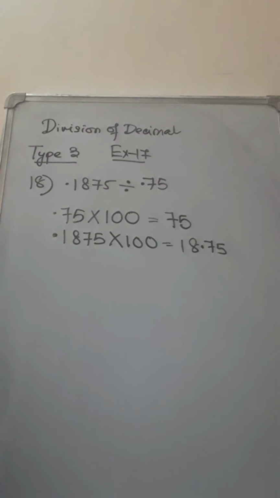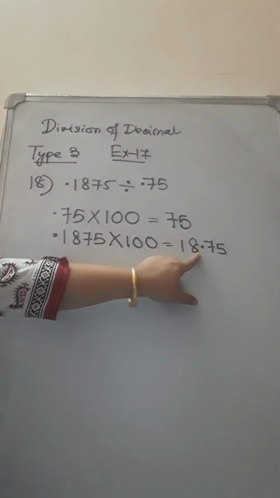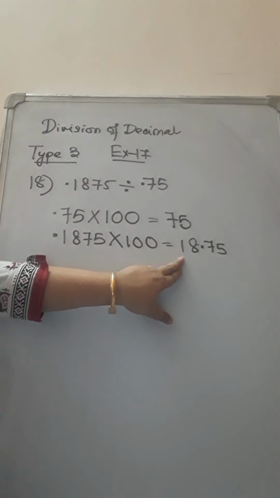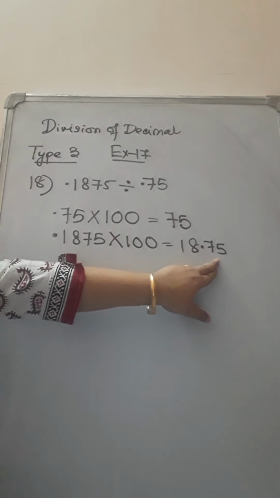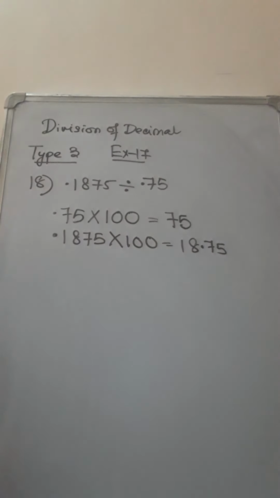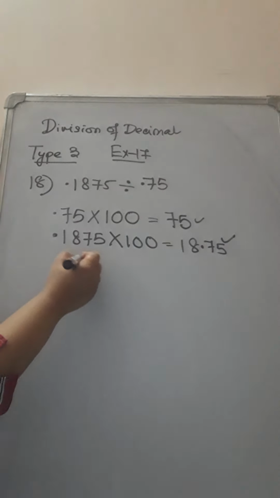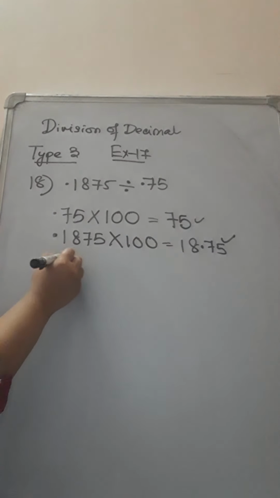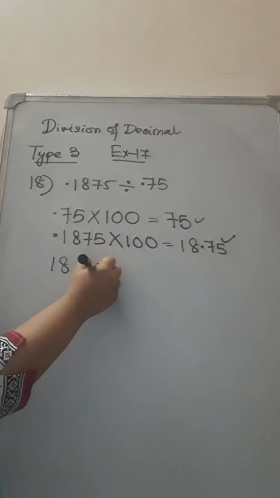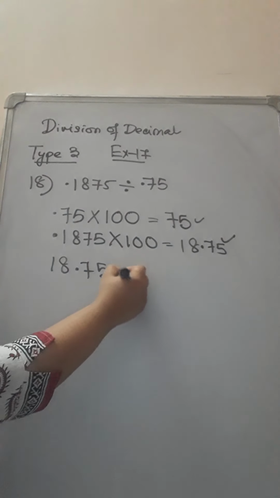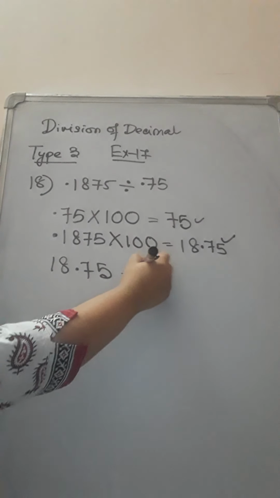So it becomes 18.75. Now I cannot remove the point over here, because before the point the pure number is there, after the point decimal places also exist. So now the division contains these 2 numbers. So this was the dividend. So the new dividend becomes 18.75. Divisor becomes 75.